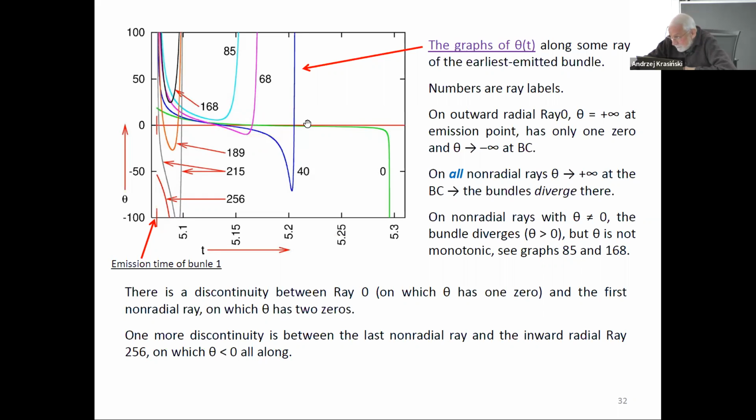And this is not what the Penrose-Hawking theorems would have us expect. There is one ray here on which theta has a single zero, and there are rays on which theta has no zeros: it starts at plus infinity and ends also at plus infinity.